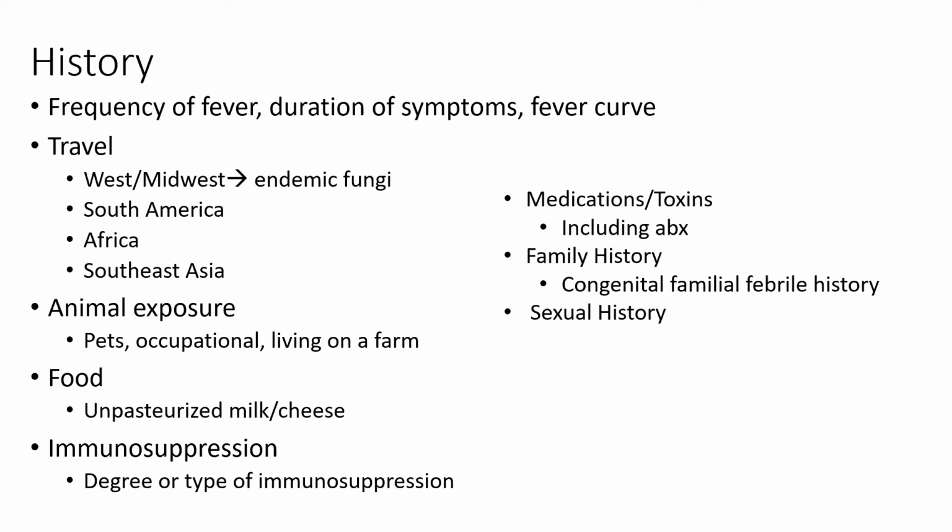You want to know if they're immunosuppressed and ascertain the degree of immunosuppression. You want to get a full list of their medications, including antibiotics. You also need to take a really good family history and ask if anybody else in the family has any history of fevers or has been worked up in the past for similar symptoms. And of course, you want to take a very thorough sexual history.